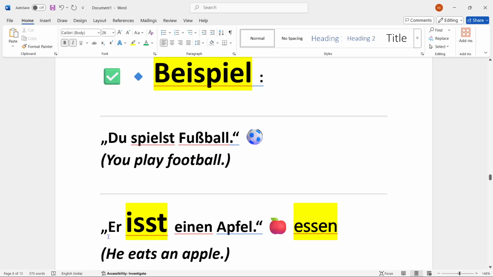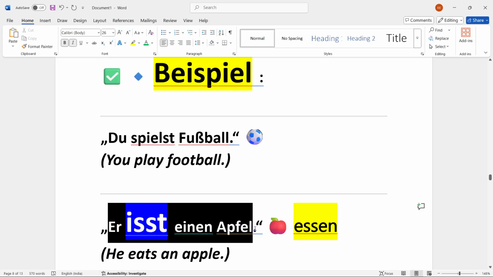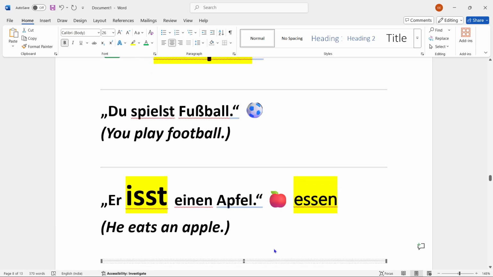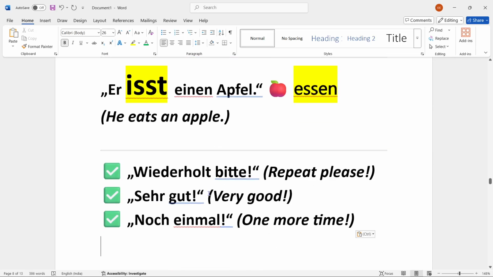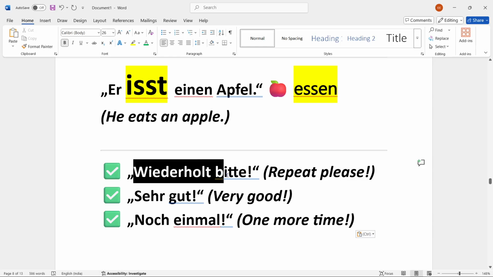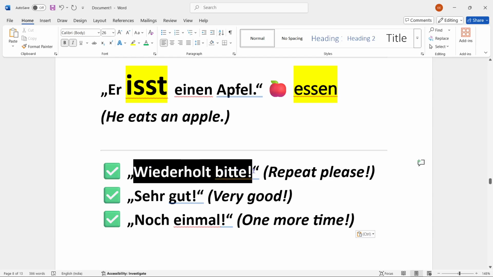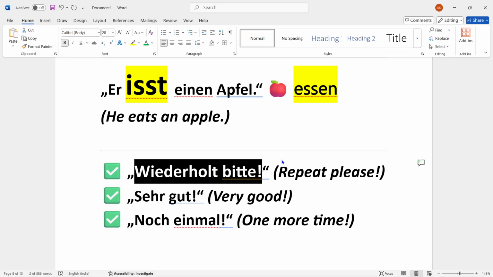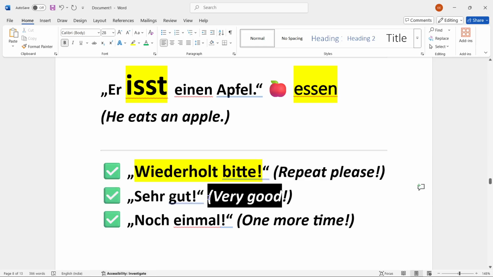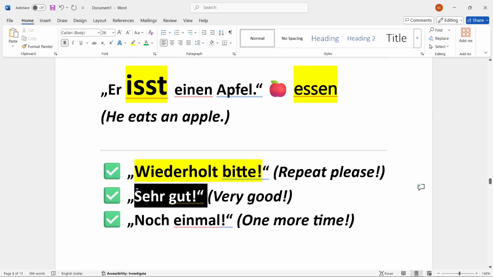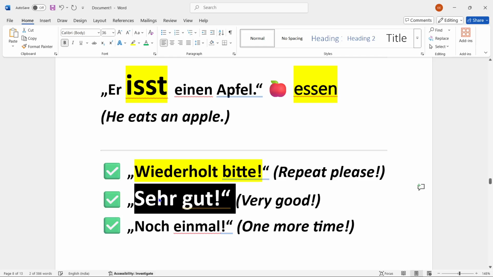Wiederholen bitte. So I'm telling wiederholen, na? You need to know what I'm telling. Look here. Wiederholt bitte. Wiederholen, we can say it means to repeat. Please learn these words also in your daily life. If I am speaking, you need to recognize what I mean. Sehr gut. It means very good.